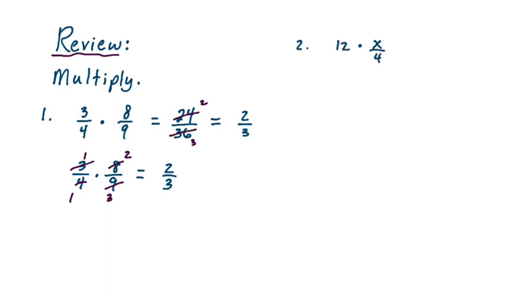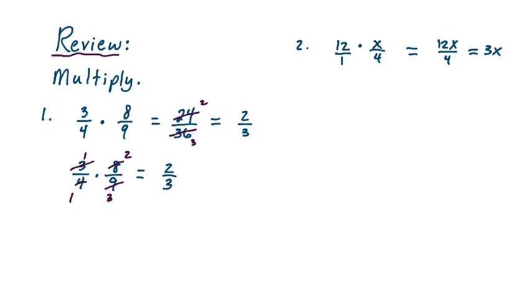Actually, on number 2, if we want, we can multiply straight across. Now before we do that though, let's go ahead and write that 12 as a 12 over 1, because remember we want to multiply our numerators and multiply our denominators. Our denominator on the 12 is a 1. So we end up with 12x over 4, which is 3x.